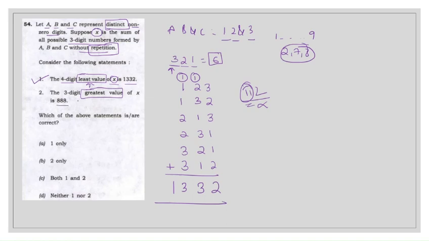Okay. Now the next statement says the 3-digit greatest value of x is 888. See, focusing upon this statement, it says 3-digit greatest value of x. Now the greatest value of x may be formed by the numbers 7, 8 and 9. And obviously, just by looking at this, the minimum value is 1332, the least value. So the greatest will obviously be bigger than this particular number. And here it is 888.